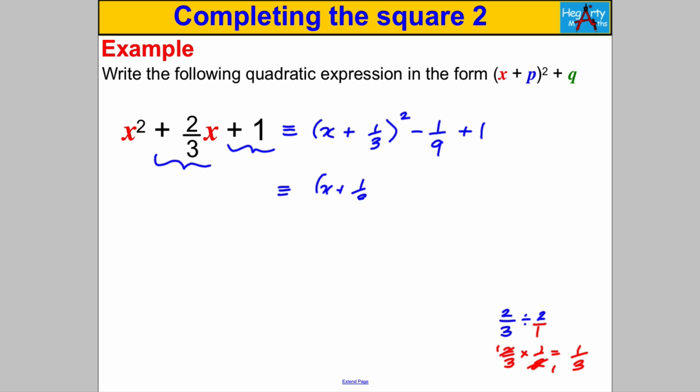You have x add 1/3 all squared. Now you know this here, you could write that as 1 subtract 1/9, which is 8/9, positive 8/9. And in this case, p is going to be 1/3 and q is going to be 8/9. And we're done. And that's it for this video.